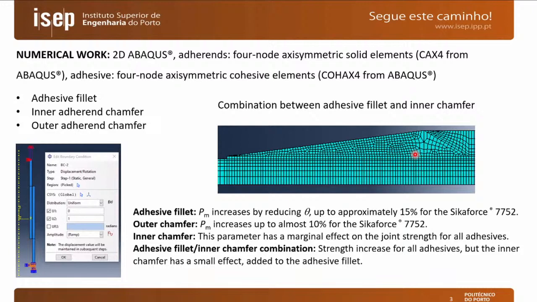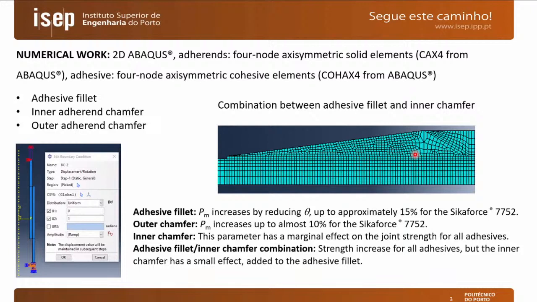For the outer chamfer, the results were not so good, but we also managed to achieve strength improvements up to 10%. And in this case, the best results were also obtained for the Sikaforce 7752. On the other hand, for the inner chamfer, we saw that this parameter has a marginal effect on the joint strength, regardless of the type of adhesive that we considered.